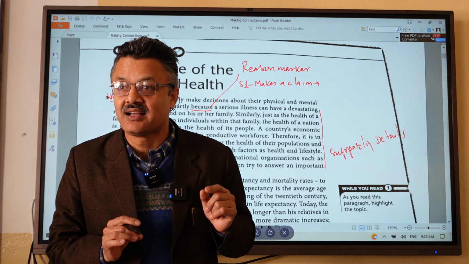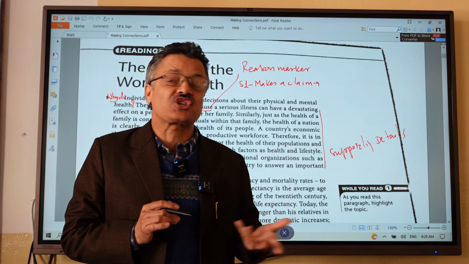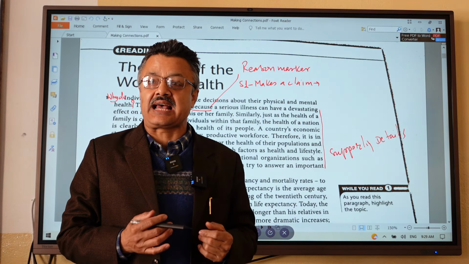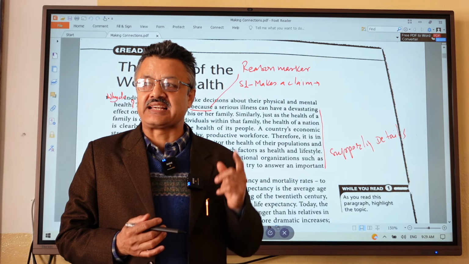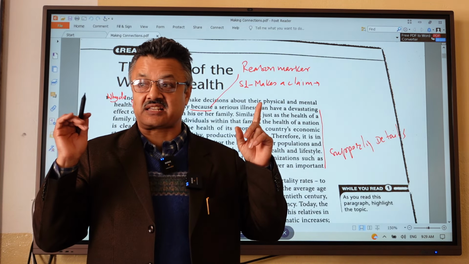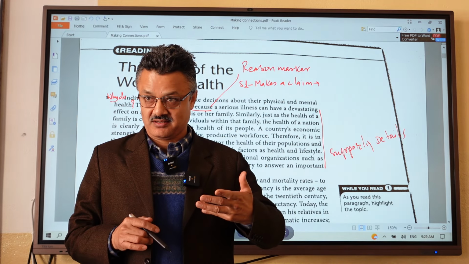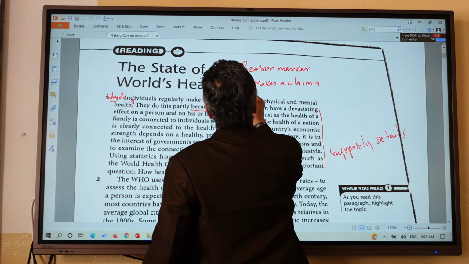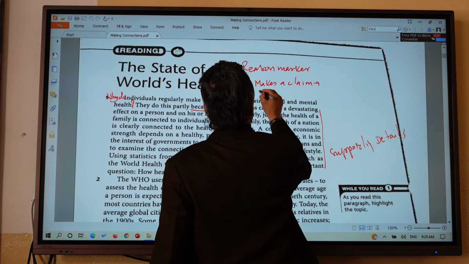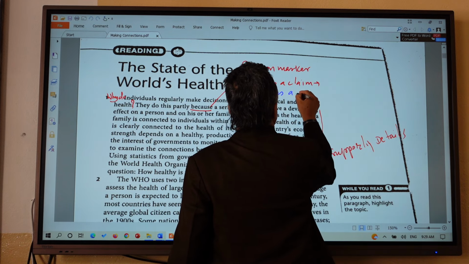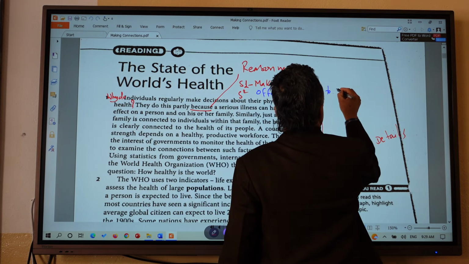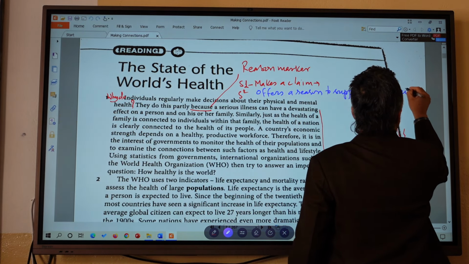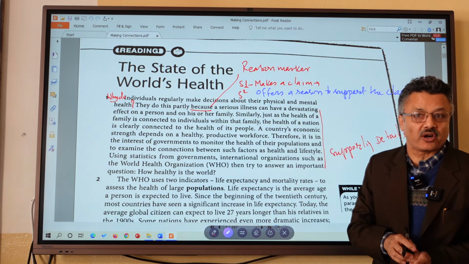What did I say? Claim or assertion. Say it. Assertion, A-S-S-E-R-T-I-O-N, to assert something, right? Now look, sentence one makes a claim, sentence two offers a reason to support the claim.